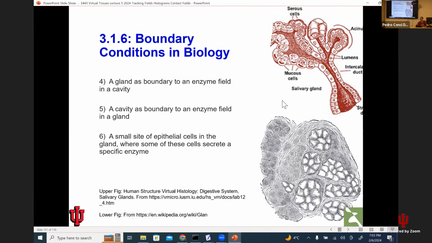Do you want to solve more examples, or are we done? Want to know about salivary glands? Oh, let's go then.